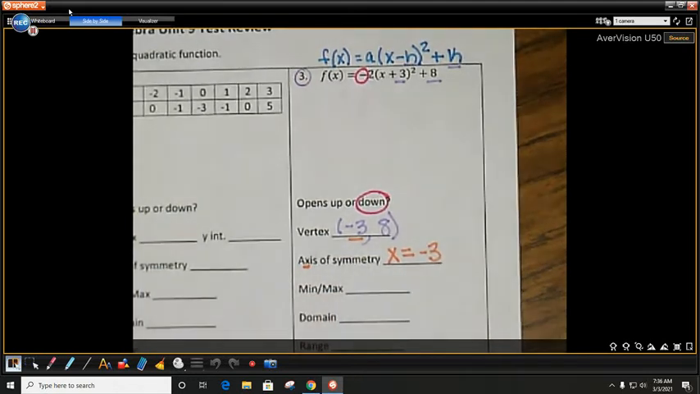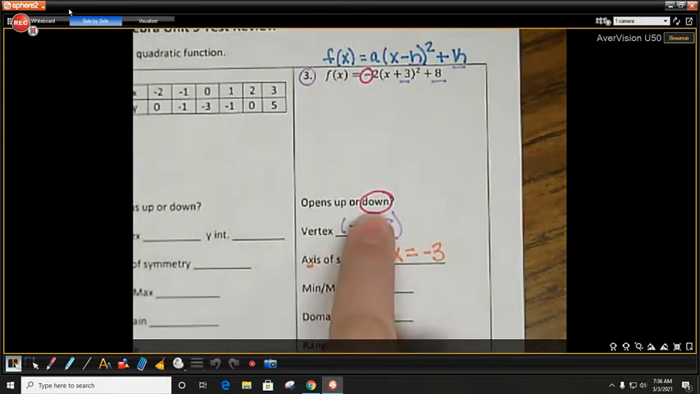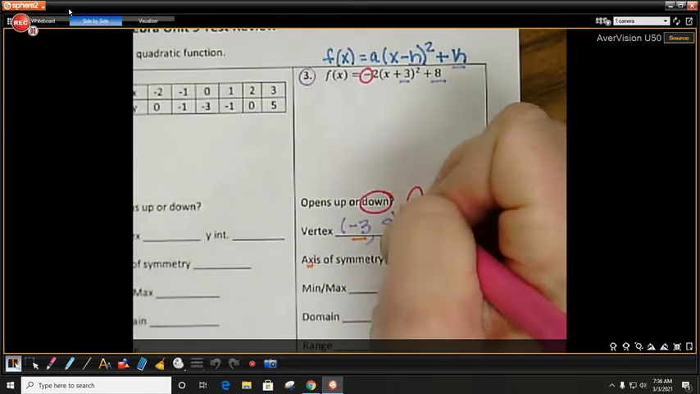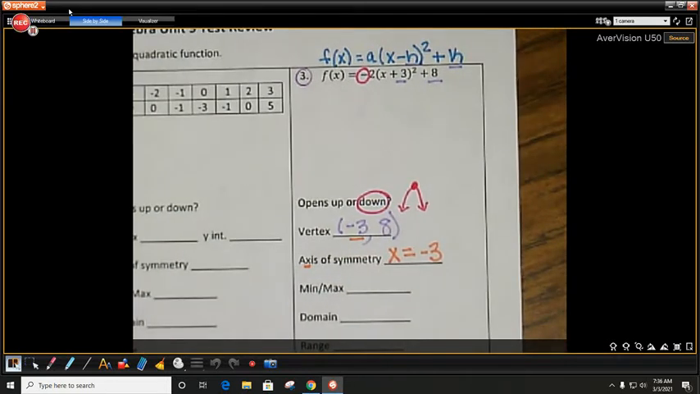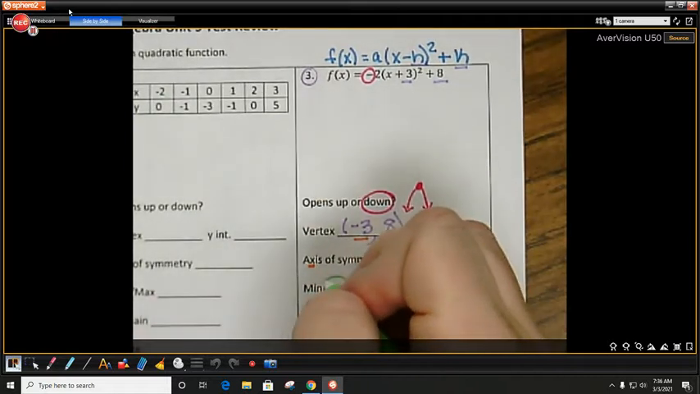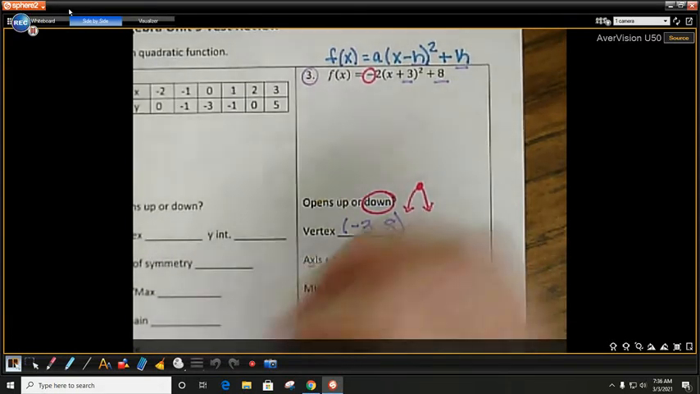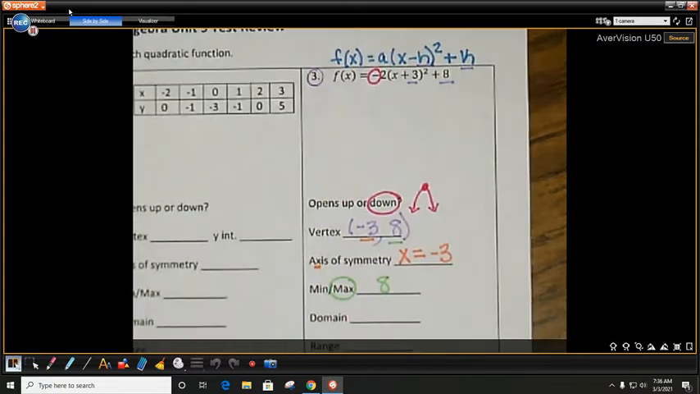Sometimes it's hard to determine if we have a min or max just looking at the equation, but we said that our parabola opens downward, so it opens like this, meaning that that is a top point. If that's a top point, that's a maximum. So I'm going to circle that it's a max. And when we're talking about up and down, that's vertical. Your vertical axis is your y-axis, so we use the y value of our vertex.